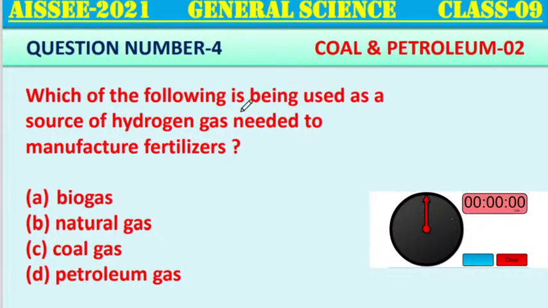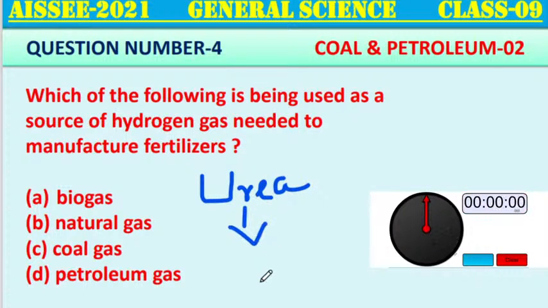What is the answer? So we use fertilizers, urea. You know urea. Urea is a very common fertilizer. It is made by nitrogen plus hydrogen. By the use of nitrogen and hydrogen, urea is made.